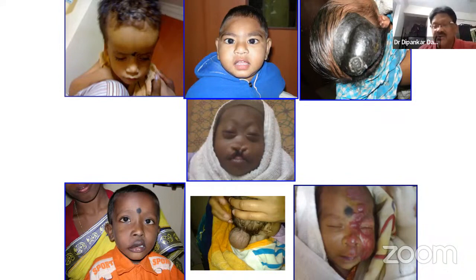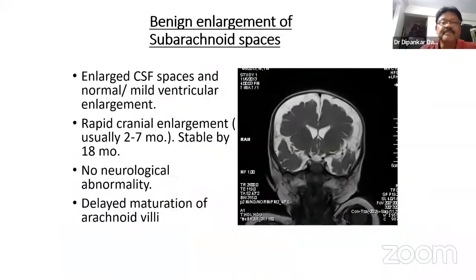This type of children usually come to us, especially in the Institute of Child Health. So how do we proceed? First we have to know the normal things which happen, like benign enlargement of the subarachnoid spaces. This is actually a normal phenomenon because of the immaturity of the arachnoid villi, which are responsible for the absorption of the CSF. Rapid cranial enlargement, usually between 2 to 7 months of age, without any other neurological abnormality, should not be a point of concern.